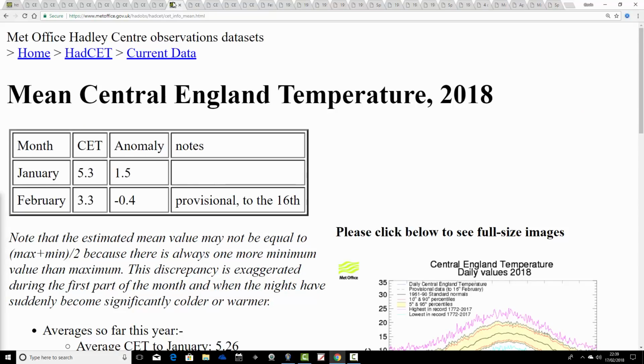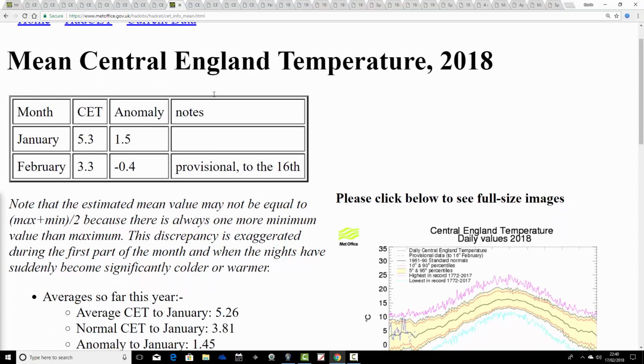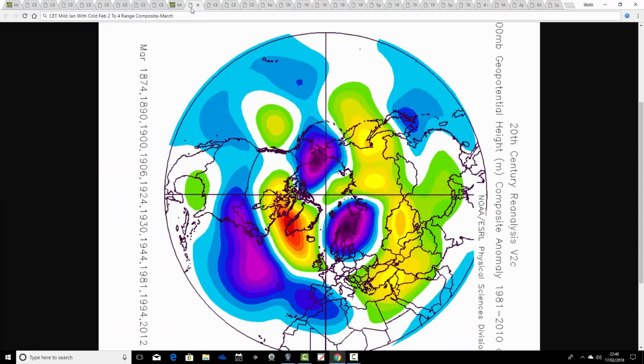So that's Februaries on their own, but what about if you add to this the mild January? The next thing we're going to look at is January and February, because we know what happened in January. Even if February comes out colder than average, and I think it will, it'll just be a question of how cold it is. But even so, January was a genuinely milder than average month. It had an anomaly of 1.5 degrees above average in the CET region, coming out at 5.3.